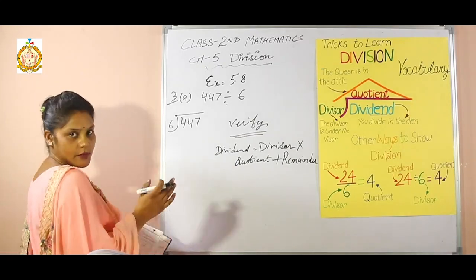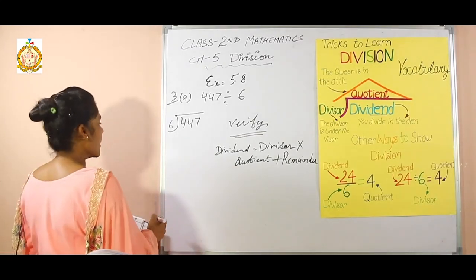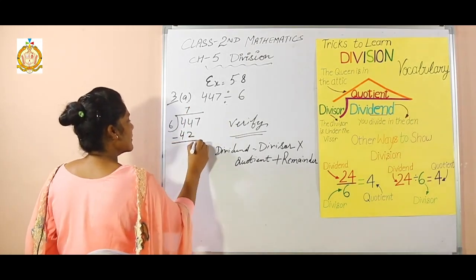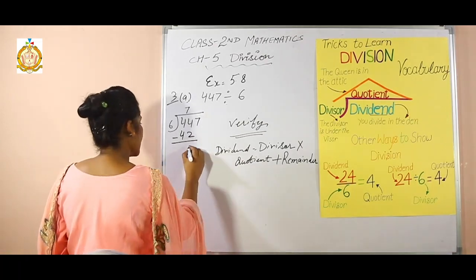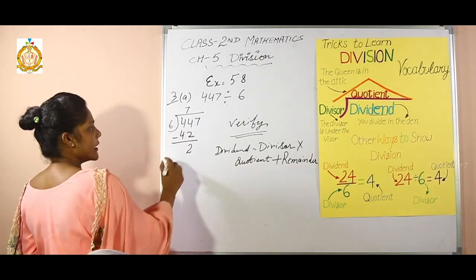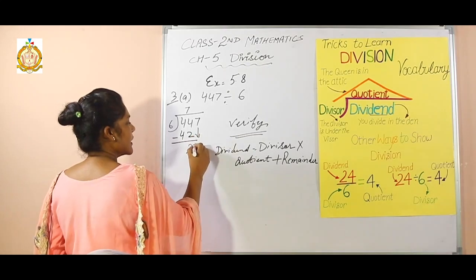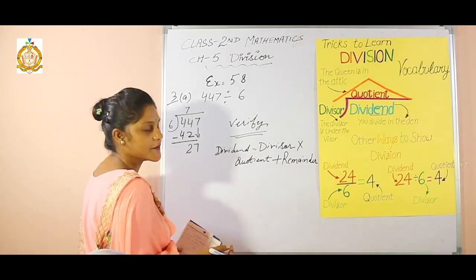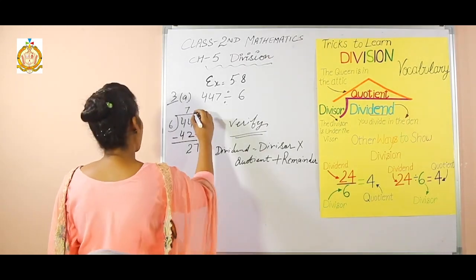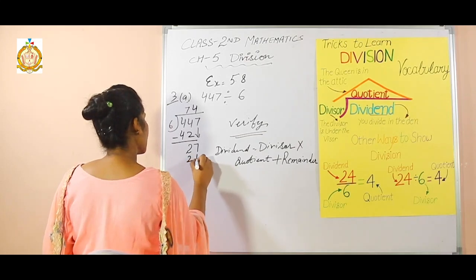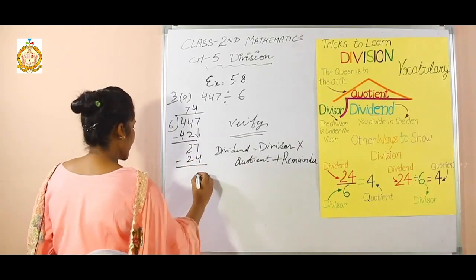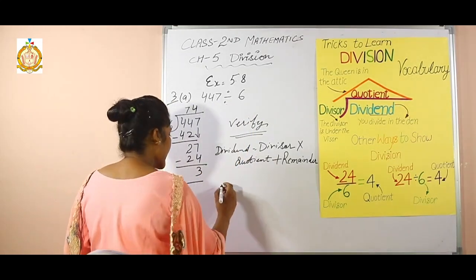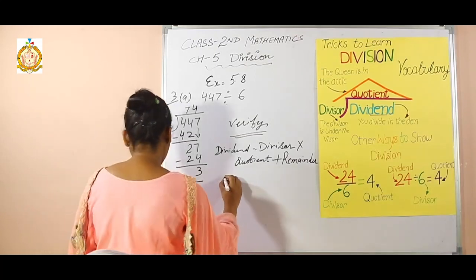So you should use the below number, that is, 6 7s are 42, minus. Then 4 minus 2, here is 2. And what comes down again? 7. Then again you should count the table of 6. 6 4s are 24. What is the remainder? That is 3. Same like that. This way you should write the proper digits.